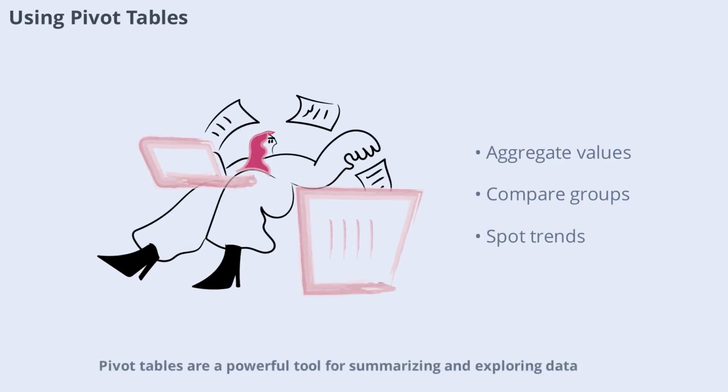Pivot tables are a powerful tool for summarizing and exploring data. They allow you to quickly aggregate values, calculate statistics, and compare groups. Pivot tables are especially useful for categorical data, helping you spot trends and patterns that might otherwise go unnoticed.